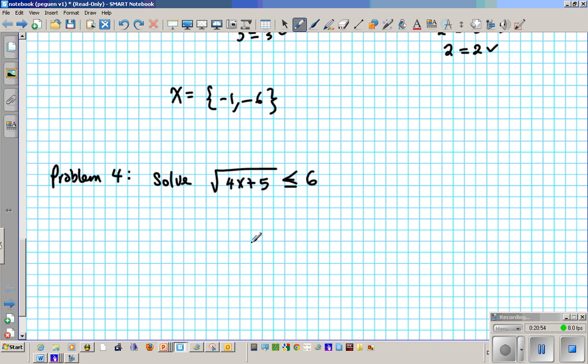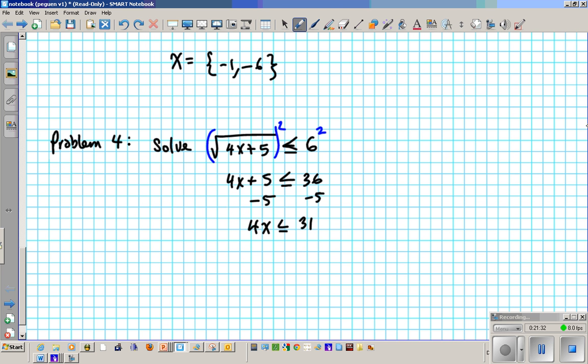So let's solve this. For this one, we want to get rid of a square root, right? So to get rid of a square root, we do the opposite. The opposite of square root is square. So all we do is square the left side and square the right side. So we have 4x plus 5 is less than or equal to 36. To get x by itself, this is a single algebra problem right now. So we use minus 5, and then we'll have 4x is less than or equal to 36 minus 5, which is 31. And then we divide both sides by 4. So x is less than or equal to 31 over 4.